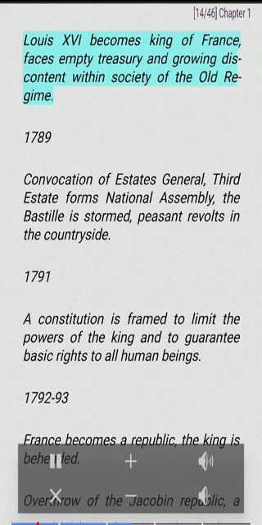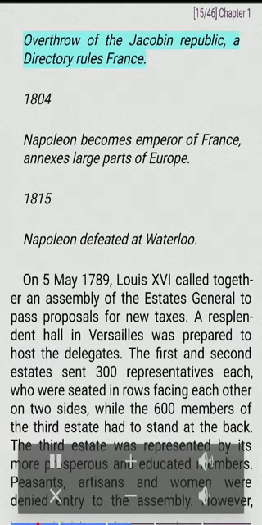Some important dates. 1774. Louis XVI becomes King of France, faces empty treasury and growing discontent within society of the old regime. 1789. Convocation of Estates General, Third Estate forms National Assembly, the Bastille is stormed, peasant revolts in the countryside. 1791. A constitution is framed to limit the powers of the king and to guarantee basic rights to all human beings.